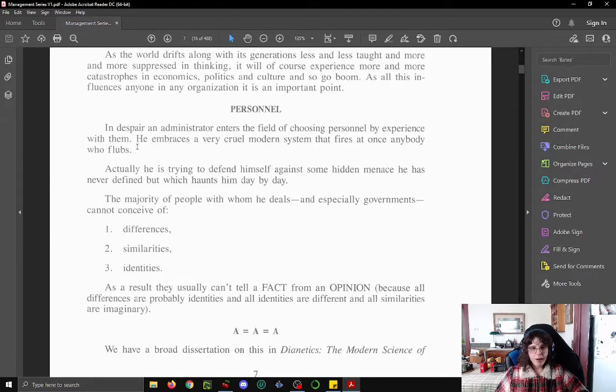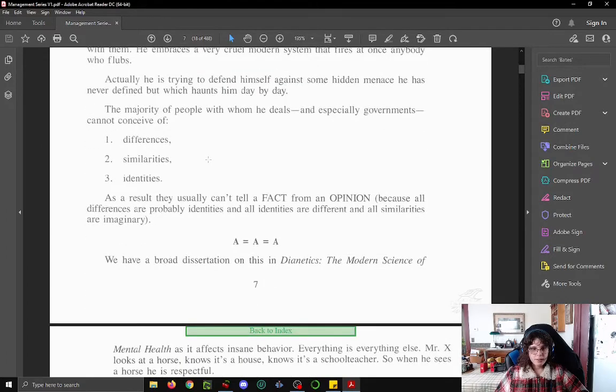Like, no one acts like this. As a result, they usually can't tell a fact from an opinion because all differences are probably identities, and all identities are different, and all similarities are imaginary. A equals A equals A.